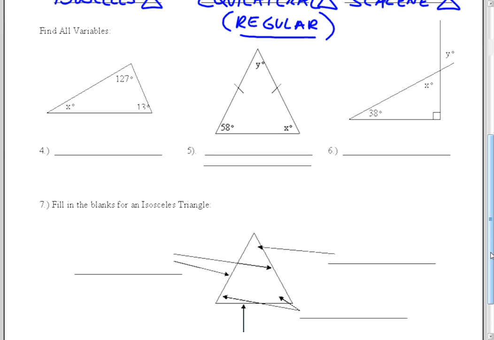For 4, 5, and 6, we're finding all the variables. It doesn't say to justify on here, but let's put that in. We're going to justify after we're through. If I've got 127 and 13, what remains for x? How many degrees? People with calculators.